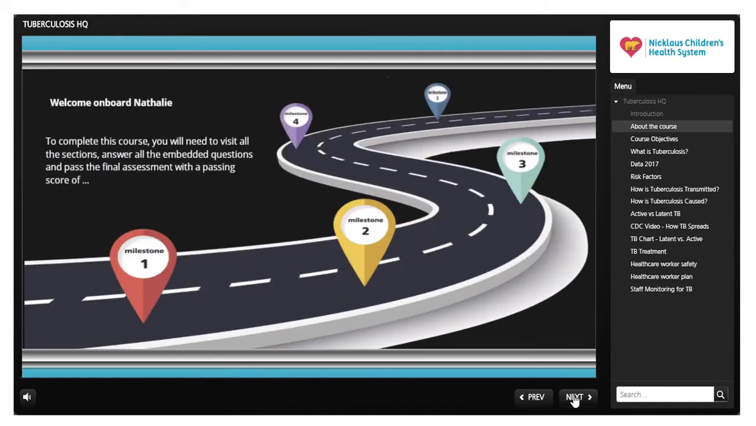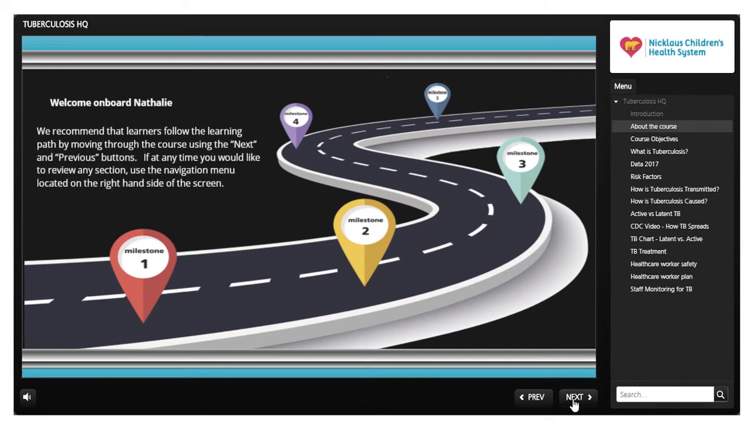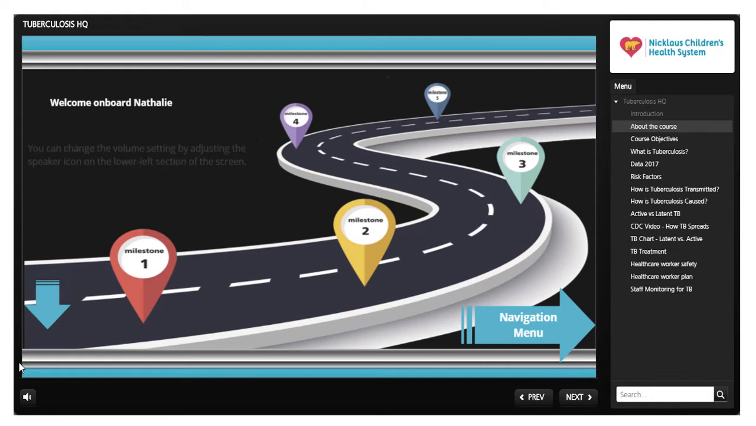To complete this course, you will need to visit all the sections, answer all the embedded questions, and pass the final assessment with a passing score of 80%. We recommend that learners follow the learning path by moving through the course using the Next and Previous buttons. If at any time you would like to review any section, use the navigation menu located on the right-hand side of the screen. You can change the volume setting by adjusting the speaker icon on the lower left section of the screen.